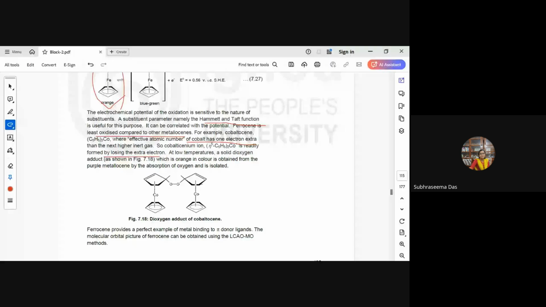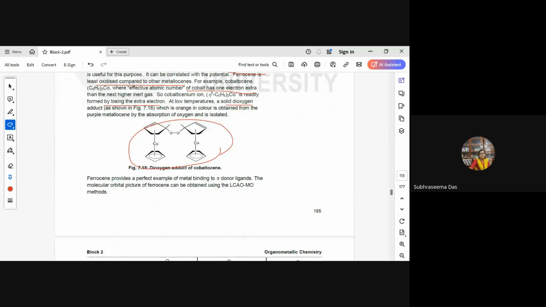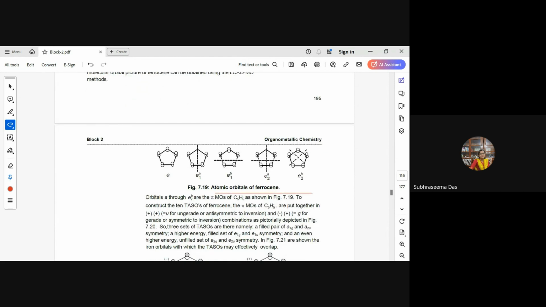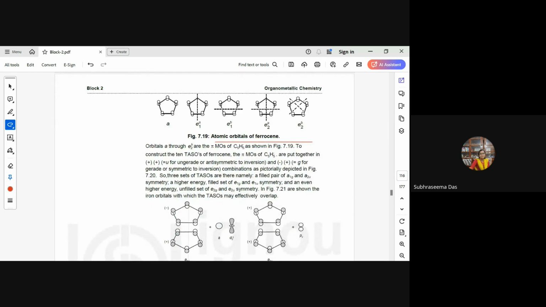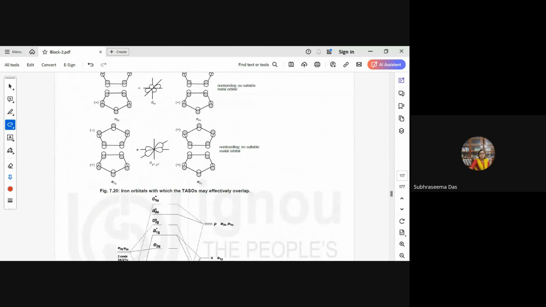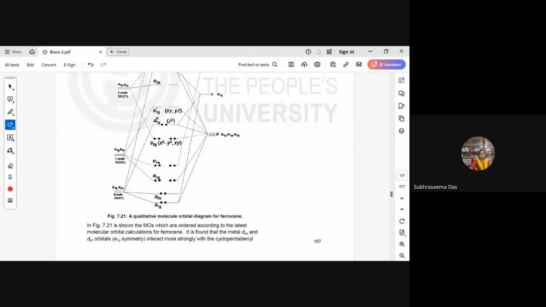At low temperatures, a solid dioxygen adduct, shown in figure 7.1b, is obtained from the purple metallocene by absorption of oxygen. Ferrocene is a perfect example of metal binding to pi donor ligands. The atomic orbitals of ferrocene are shown in figure 7.19. The geometry and symmetry are represented in figure 7.20, and the qualitative MO diagram of ferrocene is shown in figure 7.21.